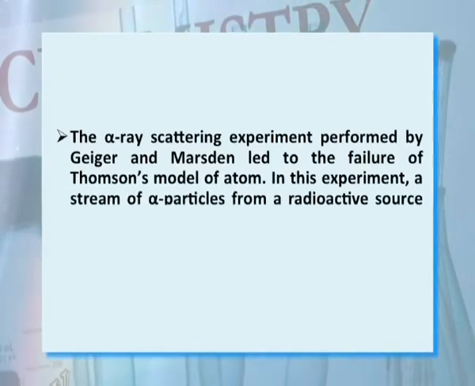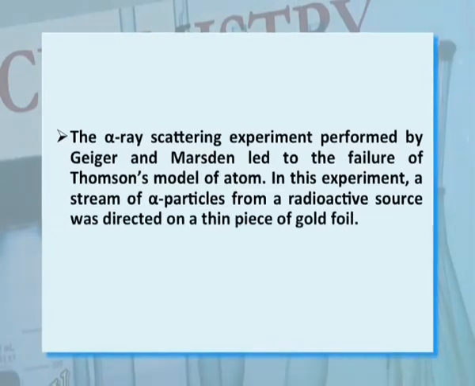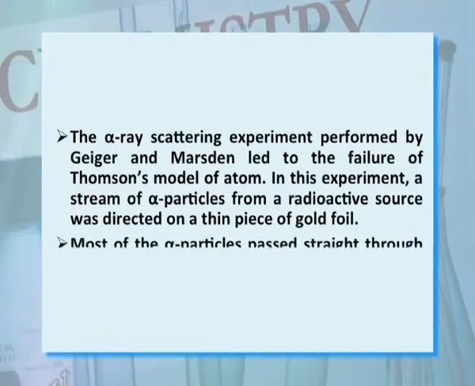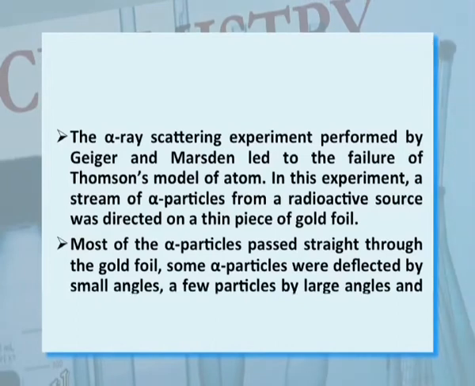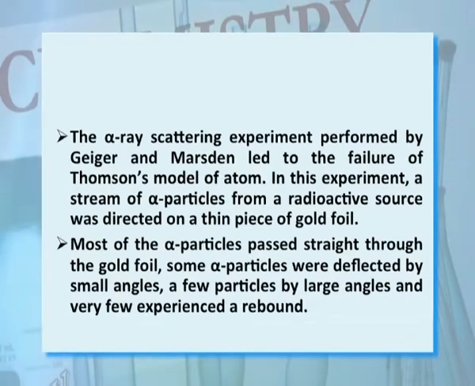In this experiment, a stream of alpha particles from a radioactive source was directed on a thin piece of gold foil, which is also known as the Rutherford gold foil experiment. Most of the alpha particles pass straight through the gold foil. Some alpha particles were deflected by small angles and a few by large angles, and very few experienced rebounds.